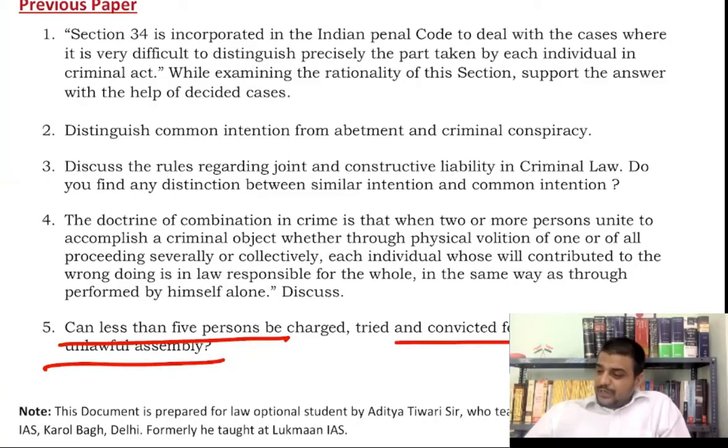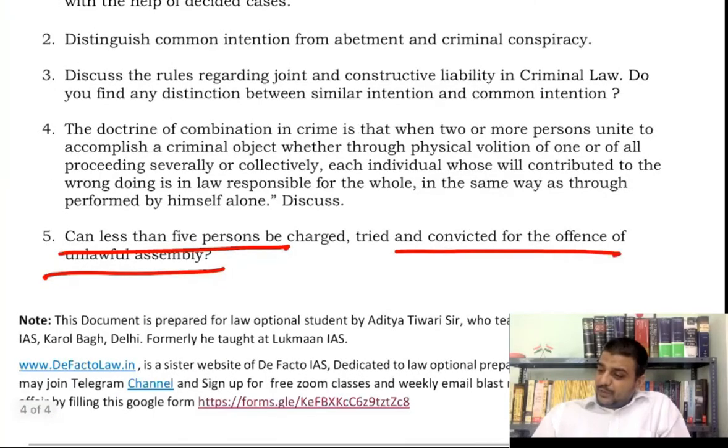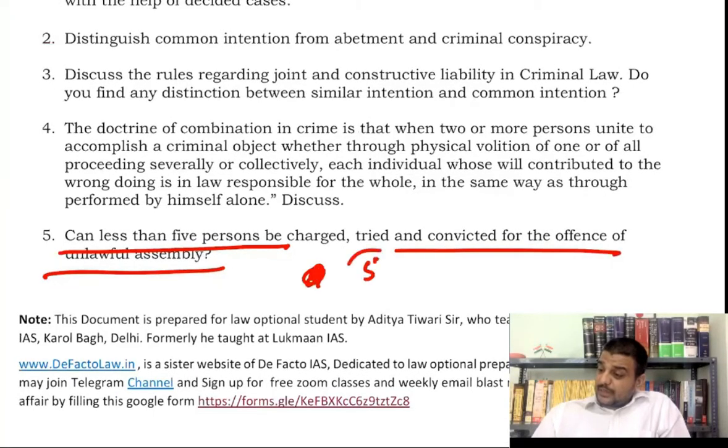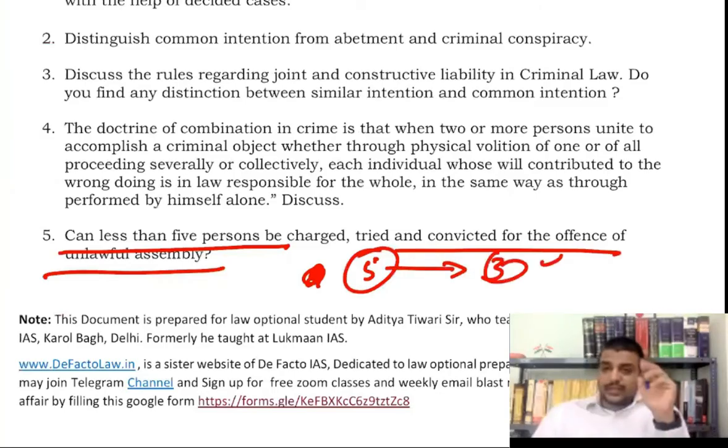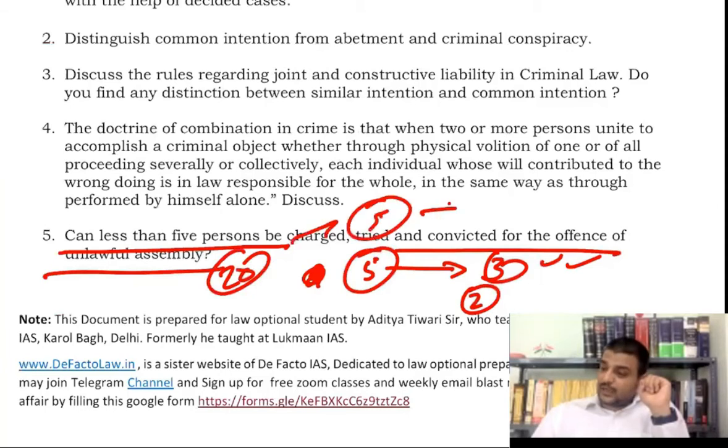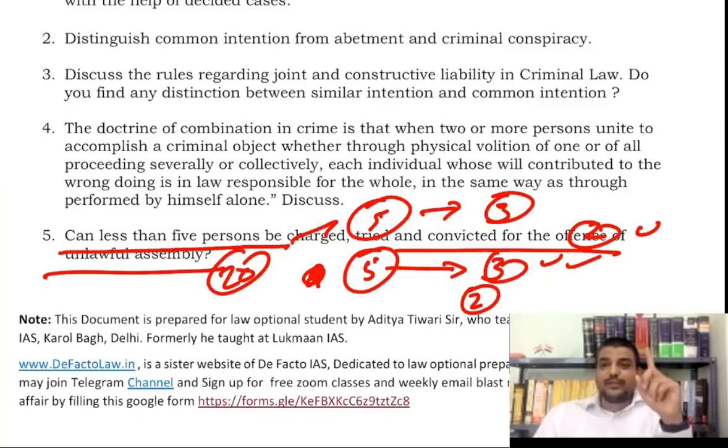Understand that particular point? Meaning, if there were 5 people, and only 5 in total, and 3 of the 5 were declared not guilty, then the rest 2 people cannot be charged under 149, because 5 is the minimum requirement. But suppose there were 20 there, out of which 5 were charged, and 3 became not guilty. That doesn't mean that 5 people were not there. It means that 2 can still be charged under 149.